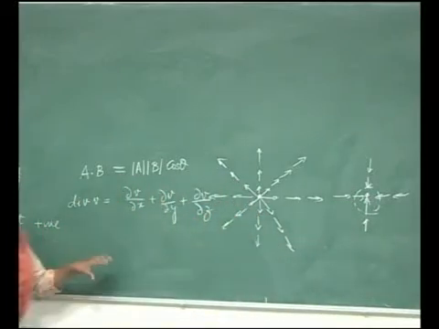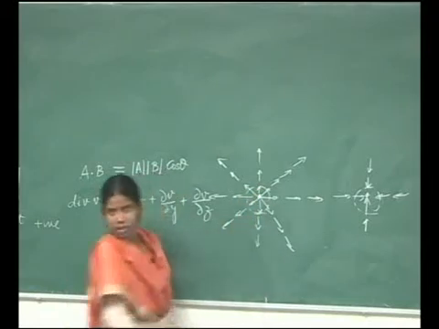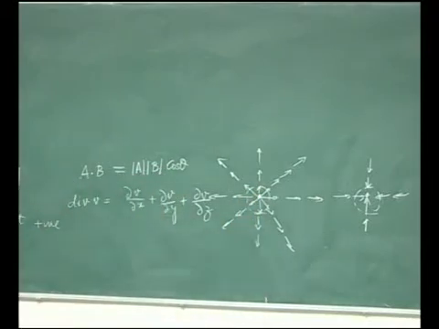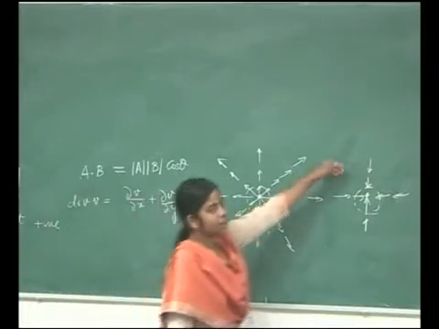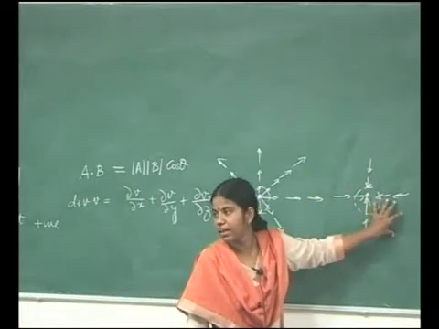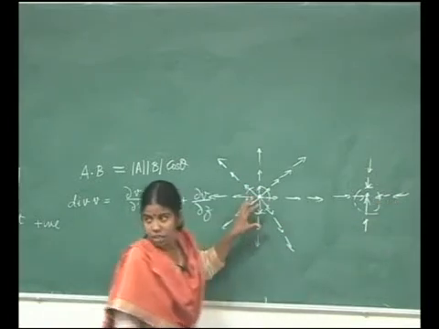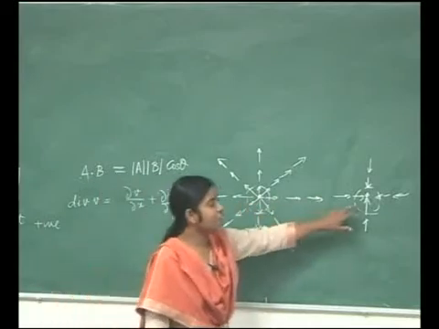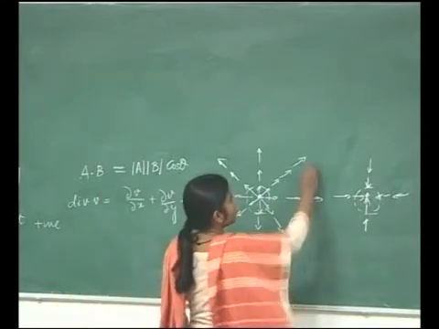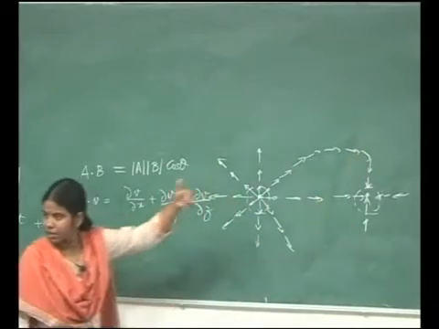Because if I see here, all of them are coming out. Nothing is going in, everything is coming out. So definitely the point should be a source. But here everything is going in and nothing is coming out, so the point should be a sink. Either it can be a source of charge carrier. If I have a positive and a negative charge, then the field will go like this.